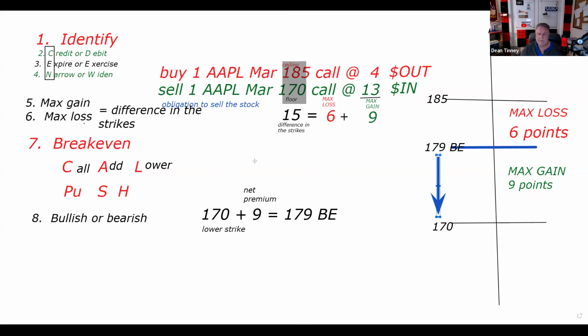The larger premium dominates the position. So what you're really doing here is selling that call, but you're a smart bear. Motto, as I always say, don't be a dumb bear. Be a smart bear. The larger premium dominates the position.